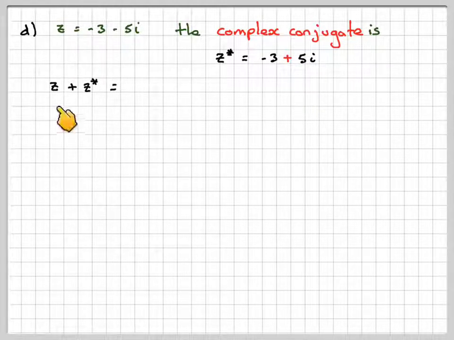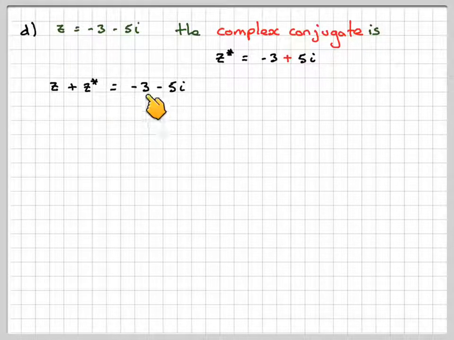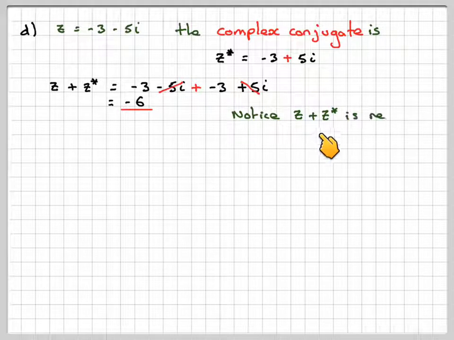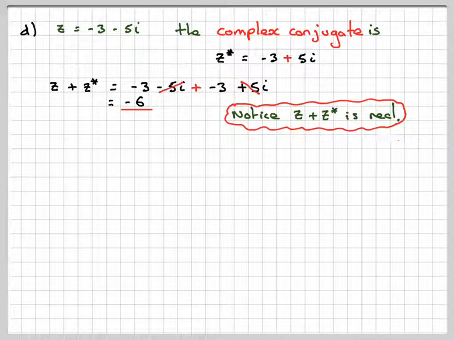Then to add the original complex number with its conjugate, you get minus 3 minus 5i plus minus 3 plus 5i, so you're going to get minus 6, and then minus 5i plus 5i, they cancel out, so you just get an answer of minus 6. So we note that z plus its conjugate is a real number.